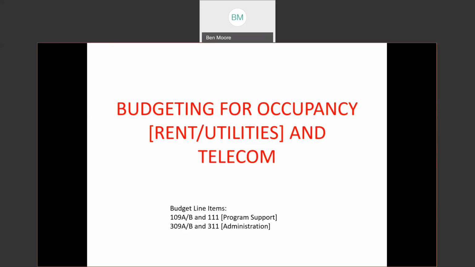The occupancy categories include rent and utilities, and the budget line items that are referenced in this video are 109A and B and 111 for program support, and 309A and B and 311 for administration.